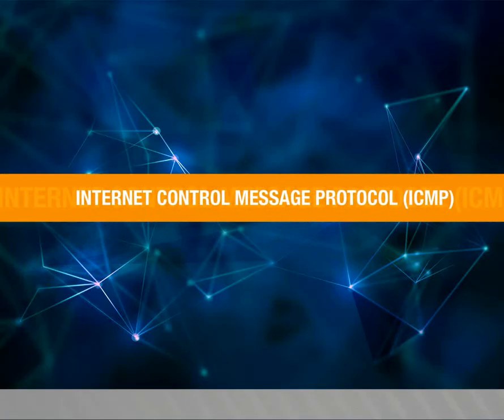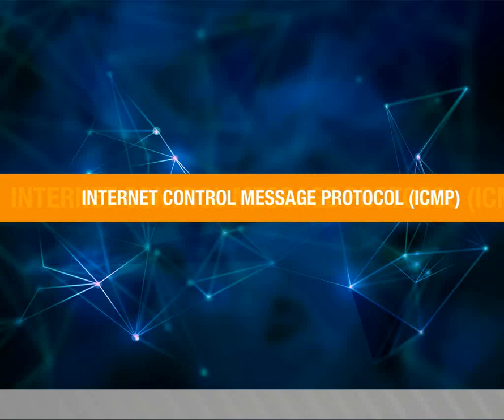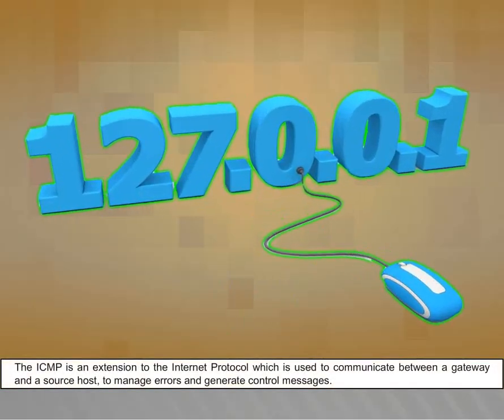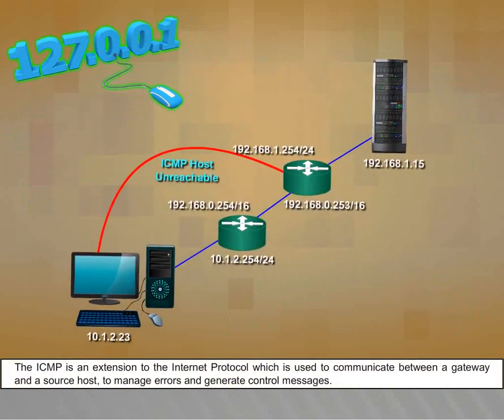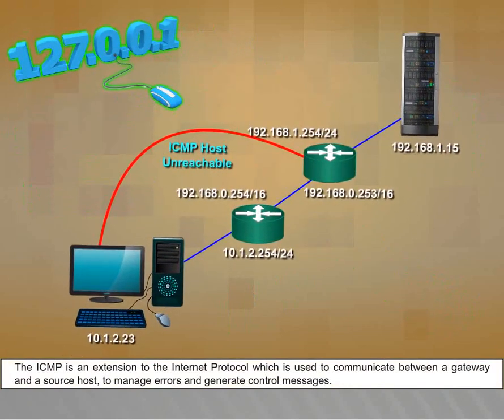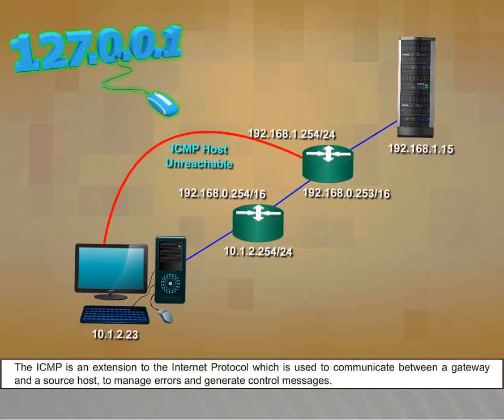Internet Control Message Protocol (ICMP). In this video, we are going to see about Internet Control Message Protocol (ICMP). The ICMP is an extension to the Internet Protocol which is used to communicate between a gateway and a source host to manage errors and generate control messages.